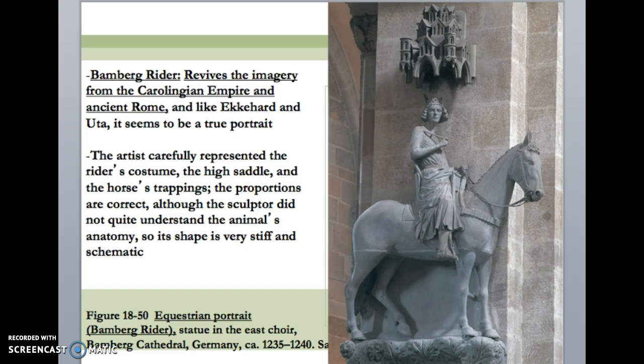It's interesting because we've been looking at a lot of these equestrian portraits. So we looked at Marcus Aurelius from ancient Rome. We looked at Charles the Bald from the Carolingian Empire, who's also on horseback. Now we have a new equestrian portrait. This is sometimes called the Bamberg Rider, and it's from the East Choir of Bamberg Cathedral in Germany.